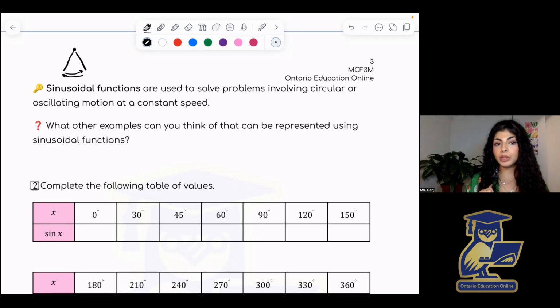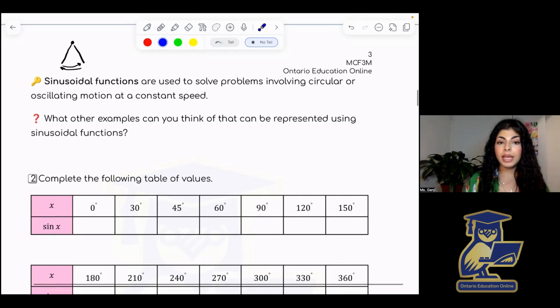That is also an oscillating motion, and it is at a constant speed, especially for a clock because it has to do with the seconds. It does go at the same speed. And so with each of these examples, sinusoidal functions can be used to graph the motion as well as the function itself can be used to solve problems involving these examples. So now think about some other circular or oscillating motions and think about how these graphs can be related and interpreted in terms of your examples.